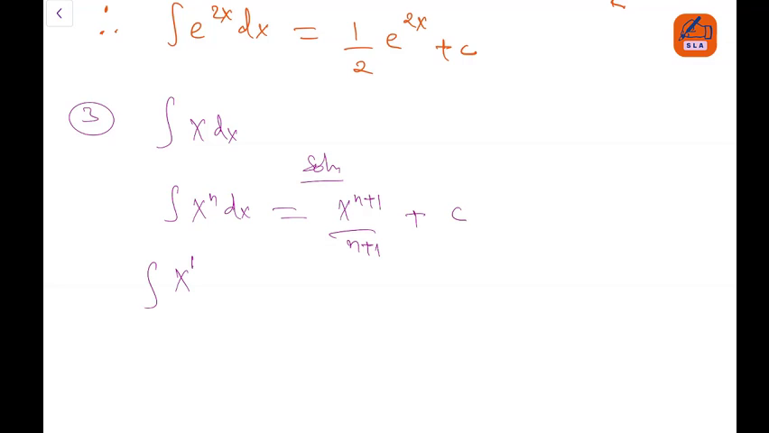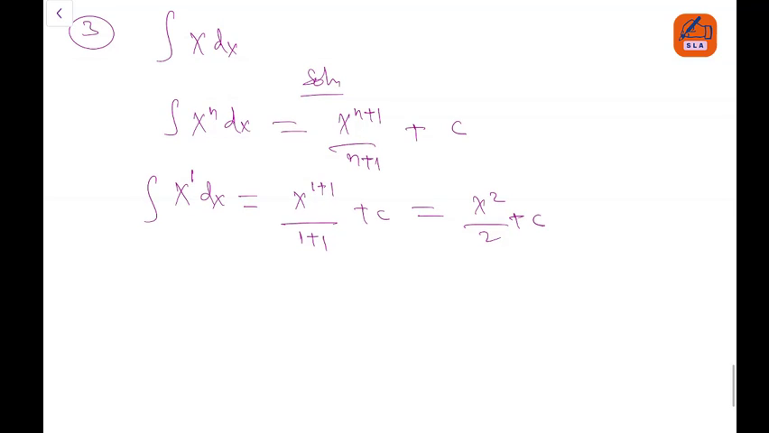x means x power 1 dx. So what you do here is x power 1 plus 1 over 1 plus 1, plus c, which is nothing else than x squared over 2 plus c. Let's go, let's change our pen.